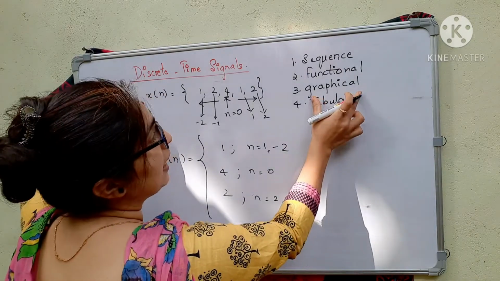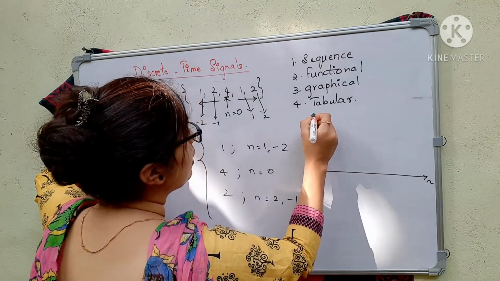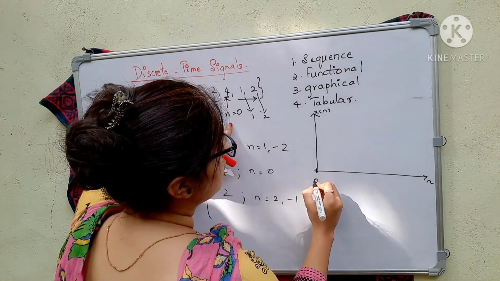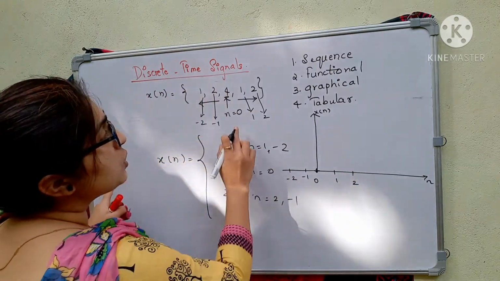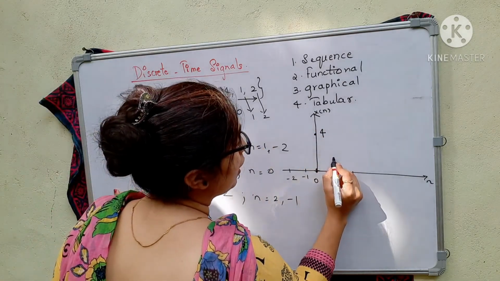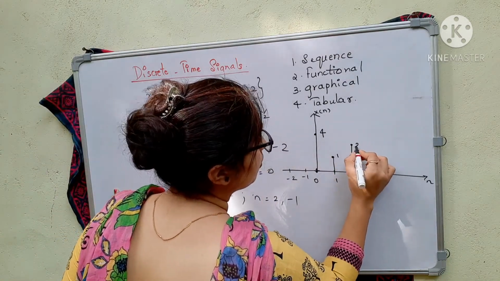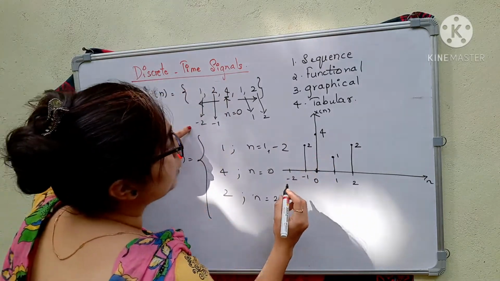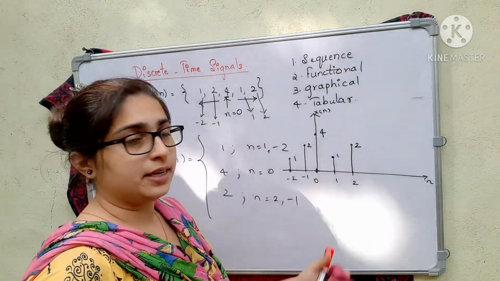When you go for the graphical representation, here you have the axis representing time, and here it will be x of n. At n equal to 0, this is your 0, here you have minus 1, here minus 2, this has 1 and this has 2. At n equal to 0, you have the value 4. At n equal to 1, the value 1. At n equal to 2, you have 2. At n equal to minus 1, the value 2. At n equal to minus 2, the value 1. This is your graphical representation.